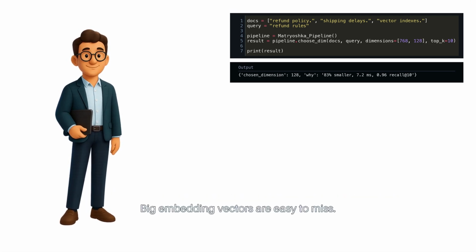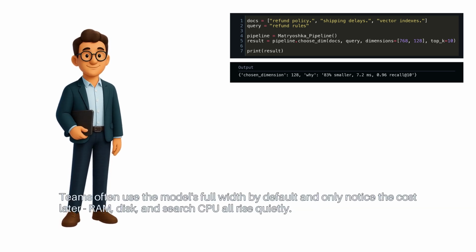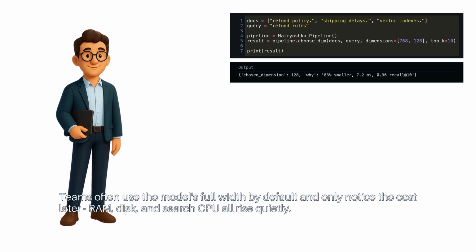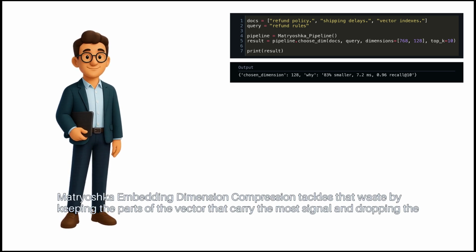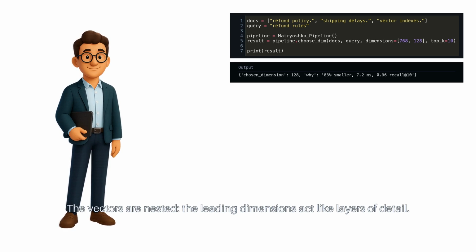Big embedding vectors are easy to miss. Teams often use the model's full width by default and only notice the cost later. RAM, disk, and search CPU all rise quietly. Matryoshka embedding dimension compression tackles that waste by keeping the parts of the vector that carry the most signal and dropping the rest. The vectors are nested.